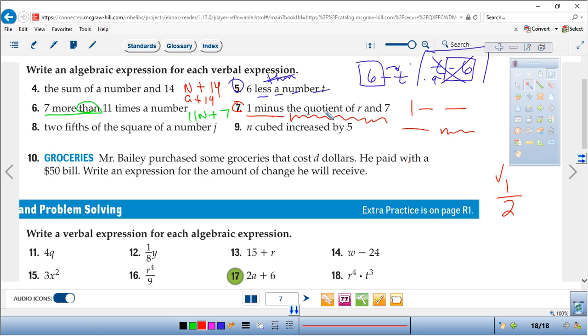This part here is underlined, this squiggly kind of idea. Quotient means to set up as a division. And the R will go on top because they named it first. 7 will go on the bottom because they named it second. And there's your final expression. Okay, 8. Let's try number 8 now.